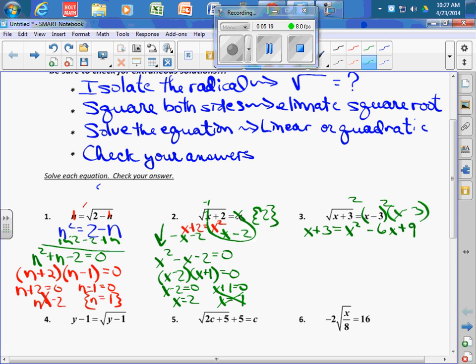And now I need 0. Now the x squared I'm going to leave alone because I want a positive 1 here. So I'm going to subtract x, and I'm going to subtract 3. And I'm going to bring all this to the left side. I've got x squared minus 7x plus 6 is equal to 0.